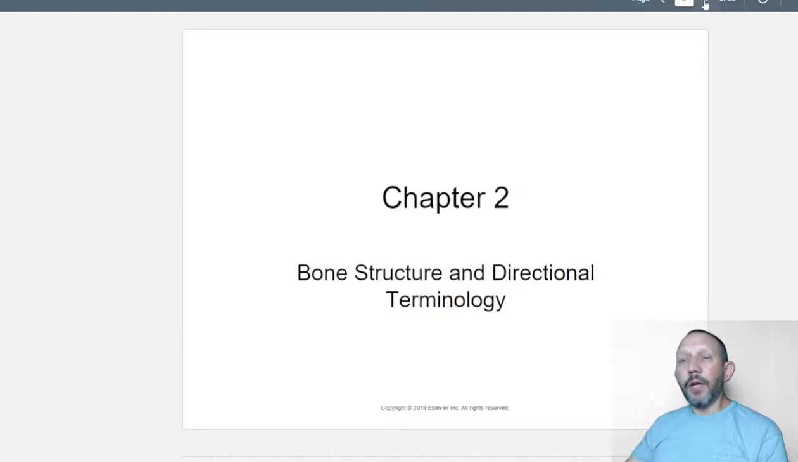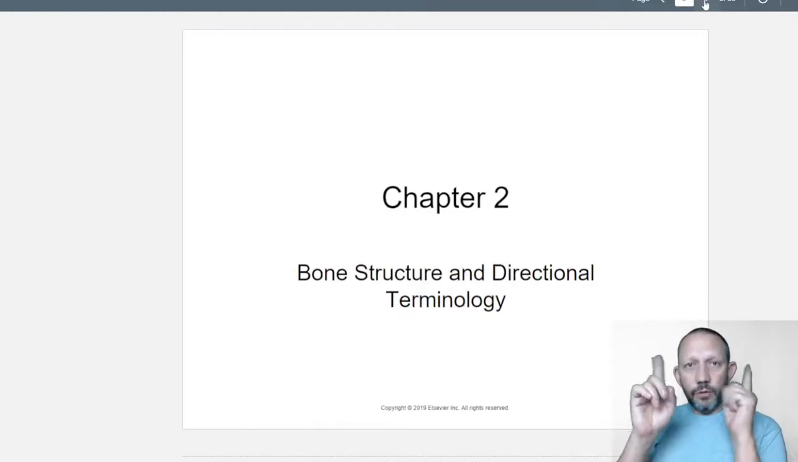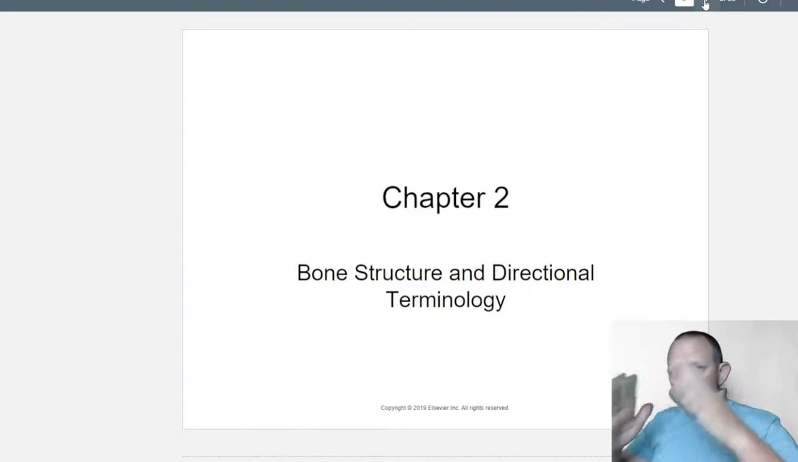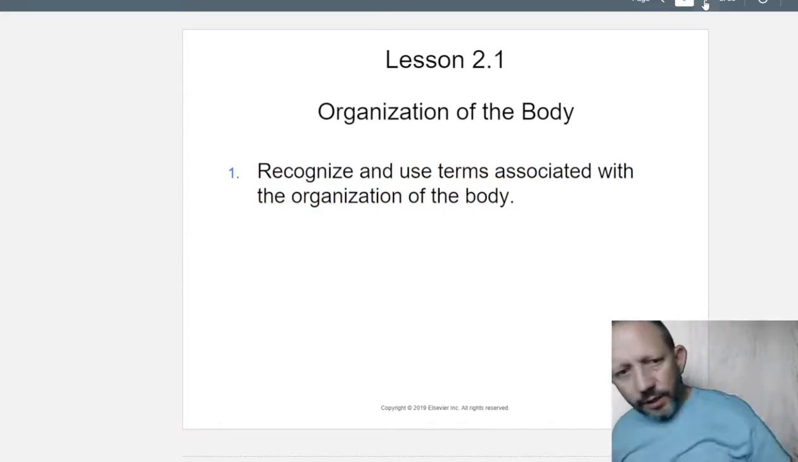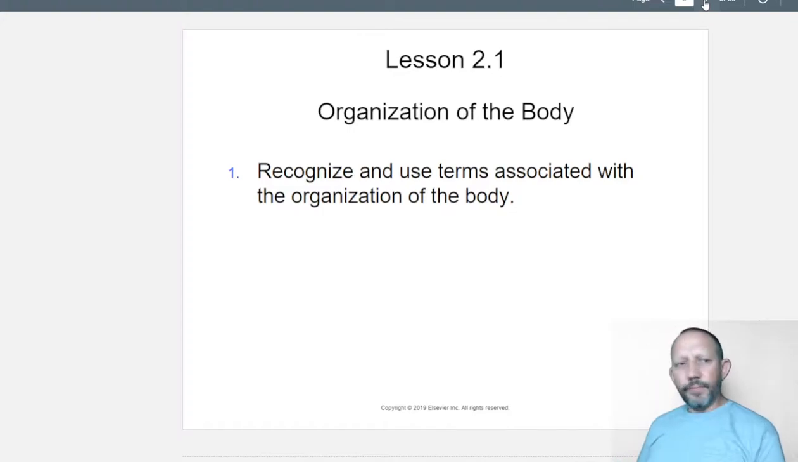This is chapter 2. So this is bone structure and directional terminology. That means the directions that we are in relation to where we are. Okay, so this is only 36 slides, so it's probably gonna be pretty quick, I hope. Okay, let me get comfortable here. Got myself set up, make sure everything's lined up. Good. Lesson 2.1. All right, recognize and use terms associated with the organization of the body.